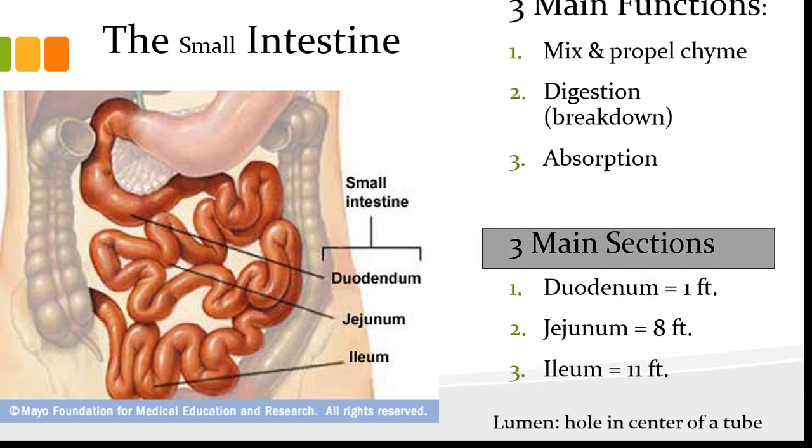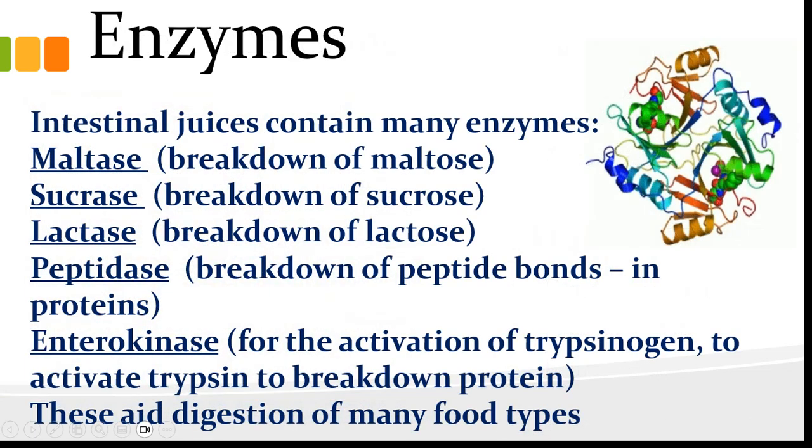Okay, here we go. A lumen is the hole in the tube. So a hole in the tube right there is called the lumen, and this is obviously a tube all the way through. Okay, that's just a vocabulary word. All right, we have intestinal juices that are in the small intestine. Okay, these are used to break down the food. So we're having some chemical breakdown here.